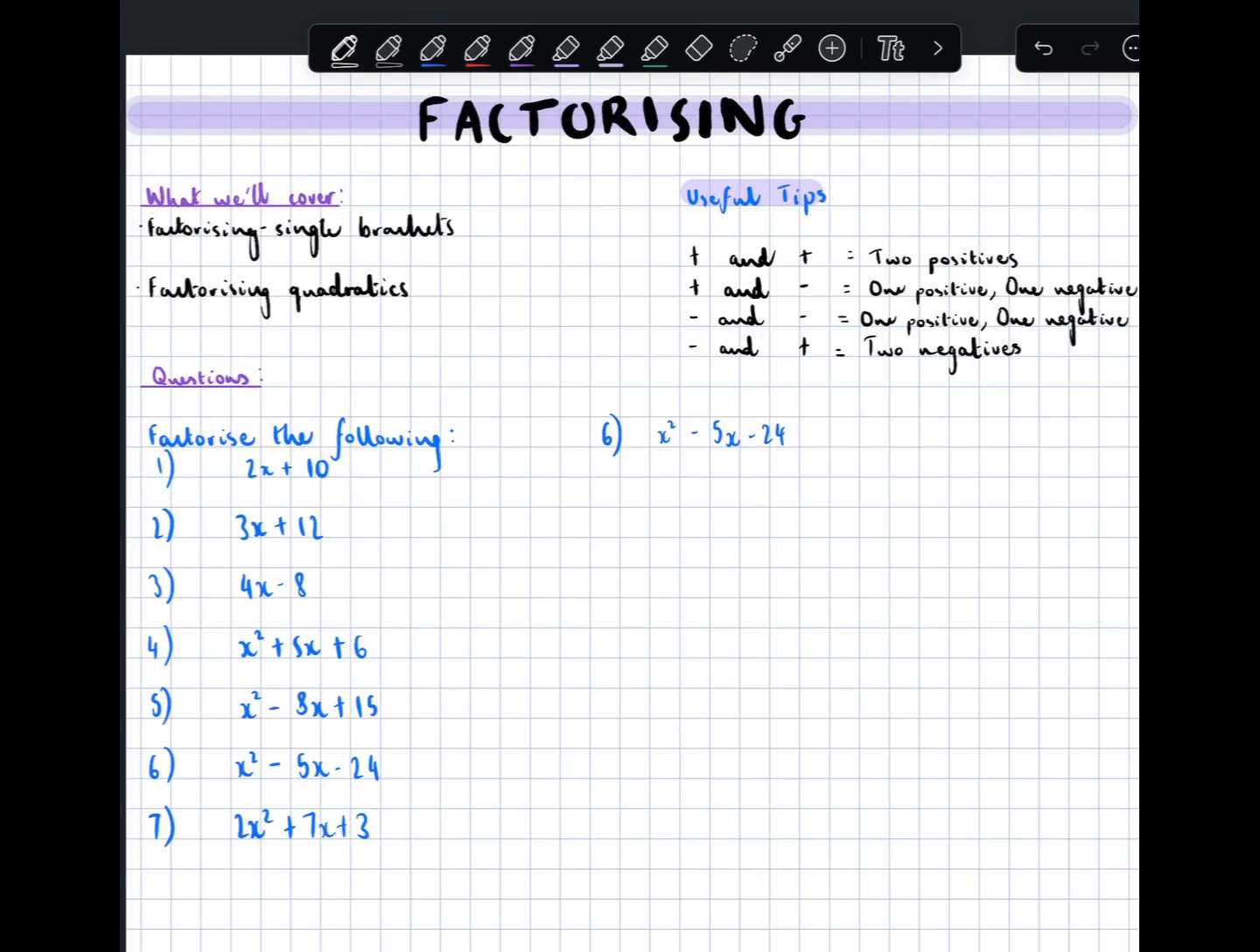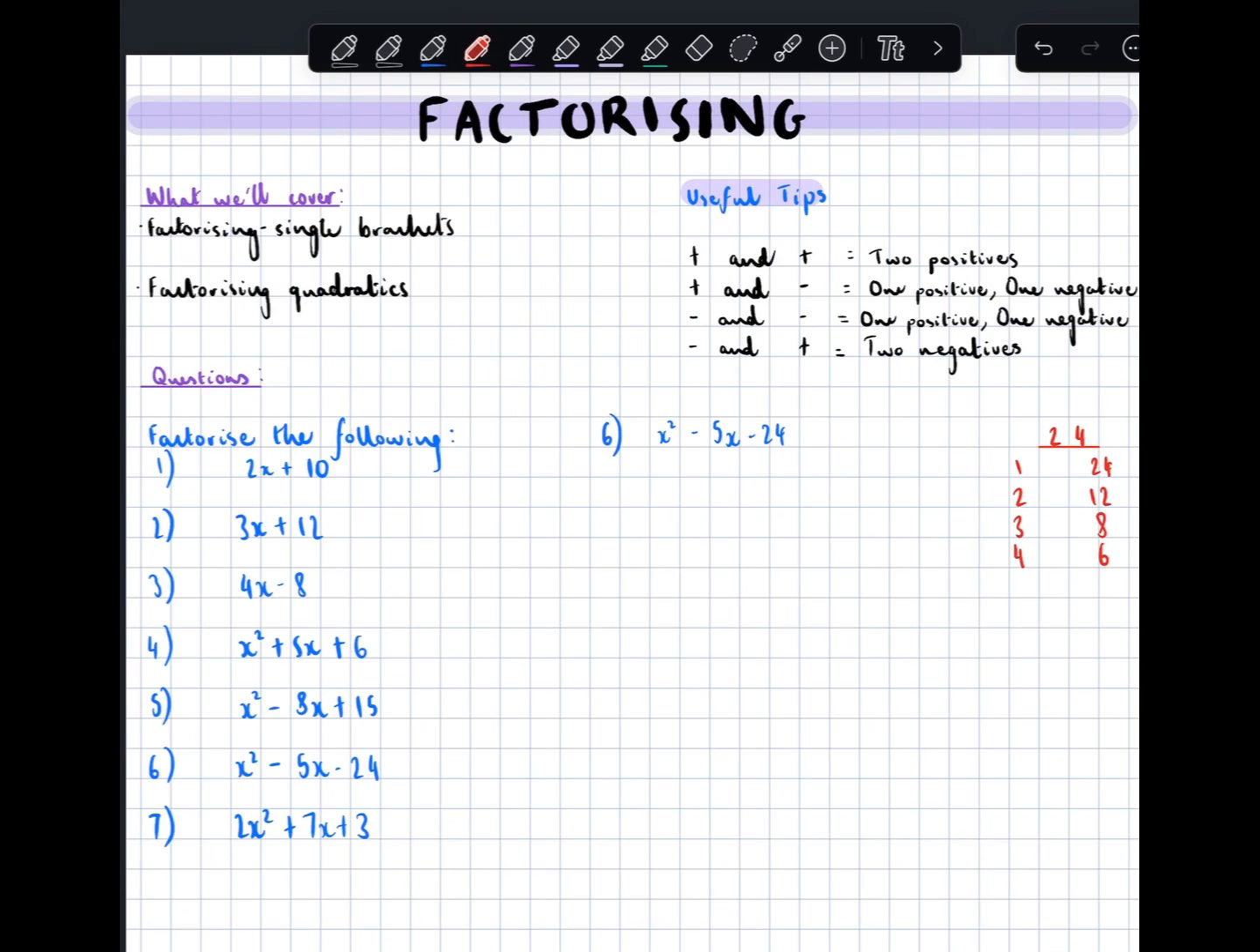Okay, so we've got question 6 here, which is x squared minus 5x minus 24. We can see here that there are two negatives within the question. And if we look at our useful tips, that tells us that one of the factors will be positive and the other will be negative. So if we look at 24, we're going to find the factors of that first of all. So we've got 1 and 24, we've got 2 and 12, 3 and 8, we've got 4 and 6.